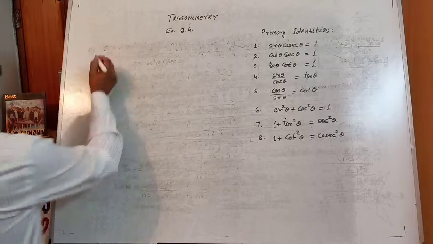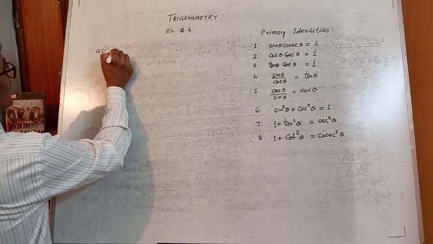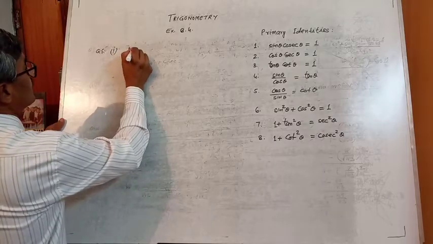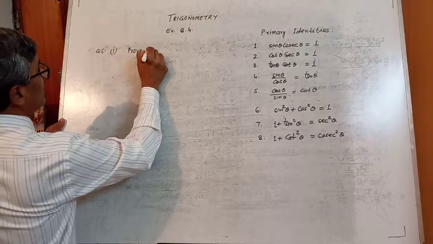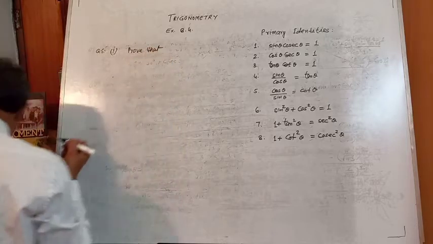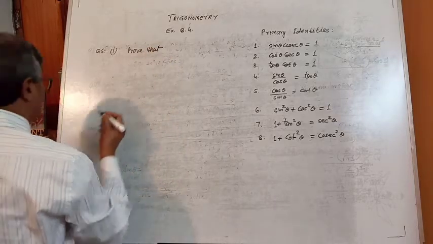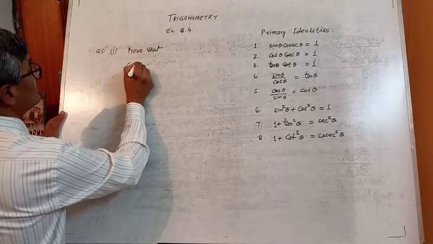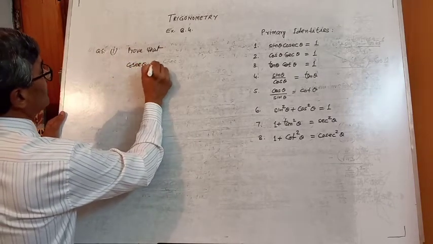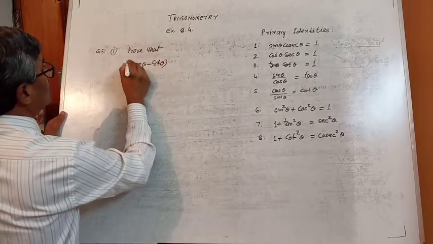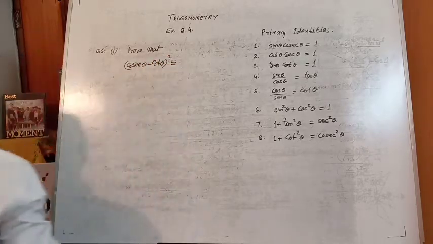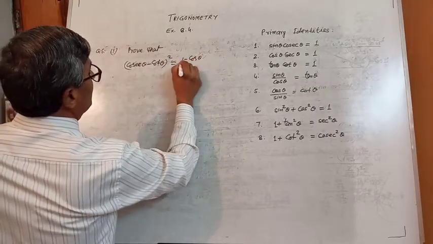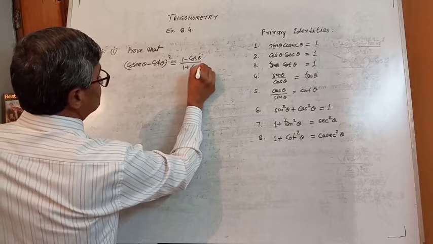Now question number 5. First part. We have to prove the identities. Prove that (cosec theta minus cot theta) whole square is equal to (1 minus cos theta) upon (1 plus cos theta).